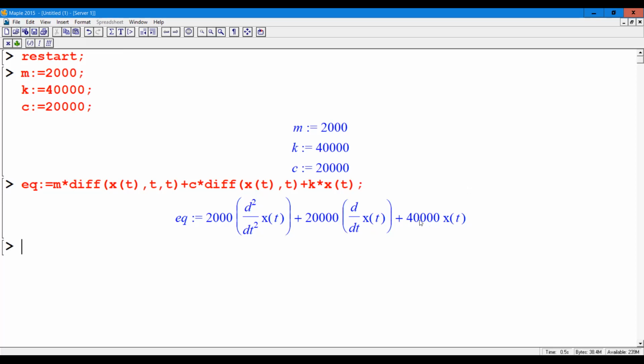So we can form the characteristic equation for this problem. The characteristic equation is the coefficient of x double dot, which is m times alpha squared, plus the coefficient of x dot, which is c times alpha, plus the coefficient of x, which is k. So this is the characteristic equation. Now we can solve this equation, which is an algebraic equation.